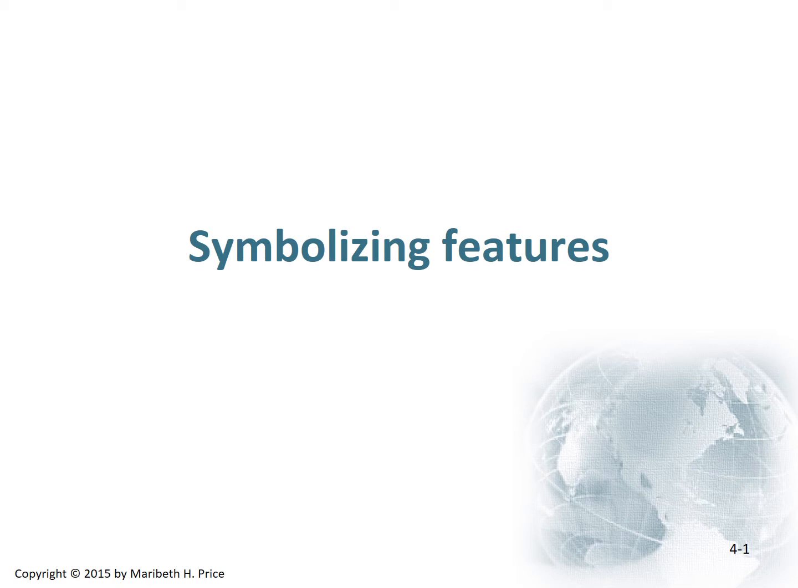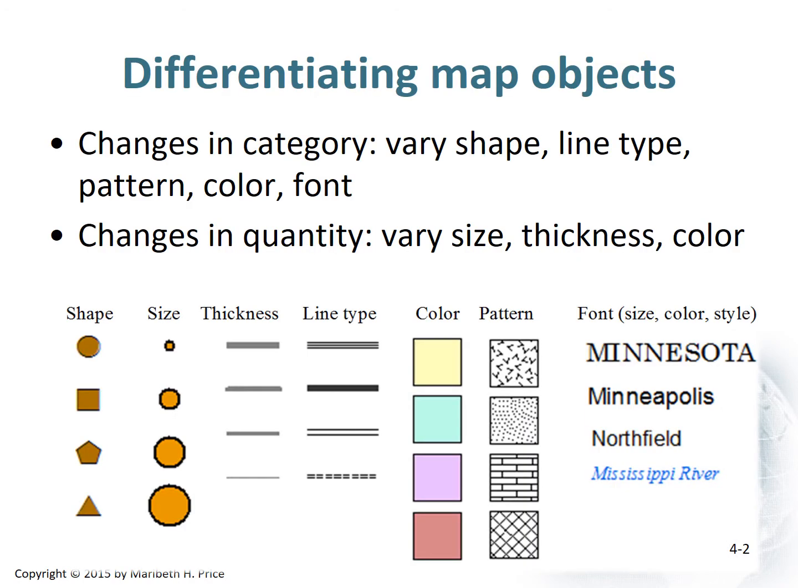Okay, this is sections of information from chapters 4 and 5 in the textbook, and we're going to talk about how we symbolize features, basic concepts of map design. So there's different ways of differentiating objects on a map. Basically, we can have changes in category, we can vary the shape, the line type, the pattern, the color, the font. We can have changes in quantity by varying sizes, thicknesses, and colors.